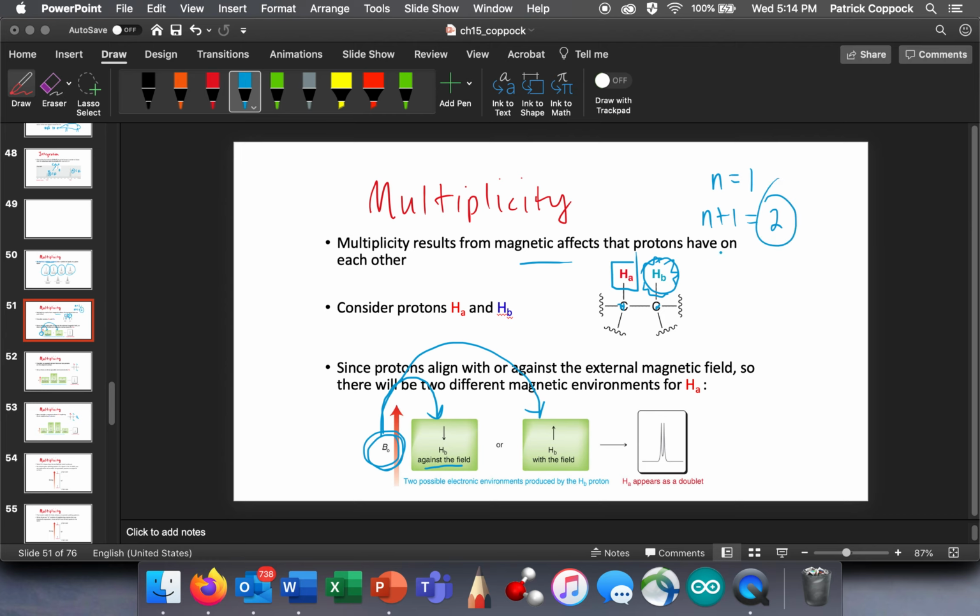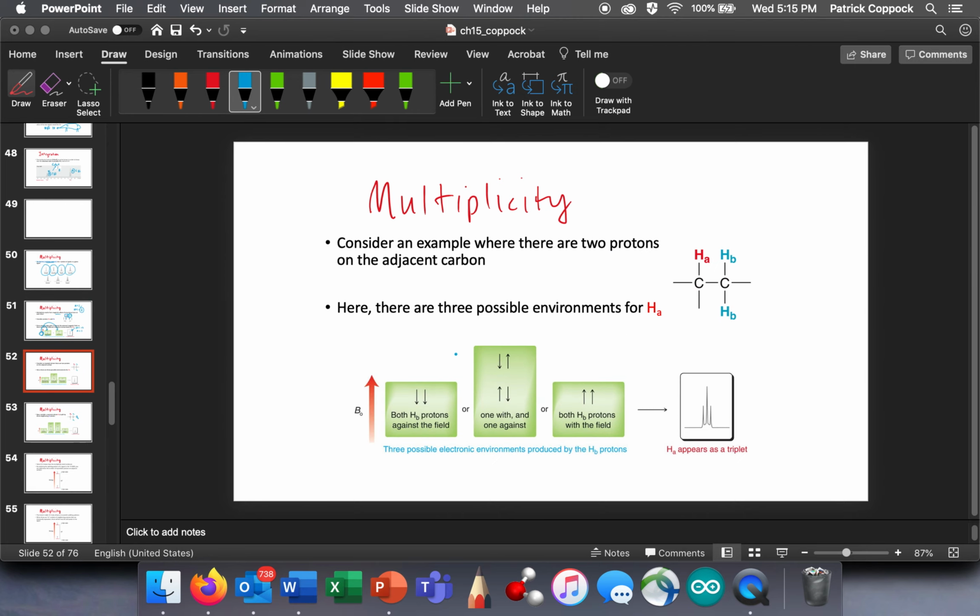All right? A doublet means that n plus 1 is equal to 2, so the number of neighbors must be 1. That's how we're going to do this every time. We're going to look at it and say n plus 1 is blank, whatever that is, and we're going to go, oh, the number of neighbors must be n. And that's always going to be the case. All right, so let's look at another example.